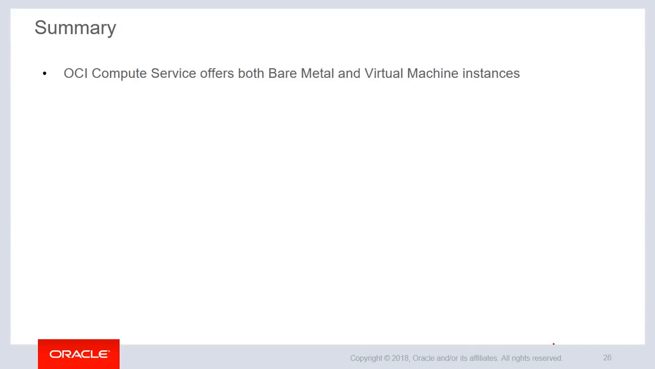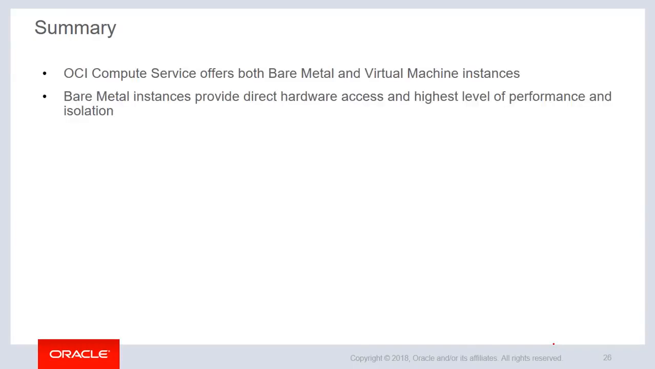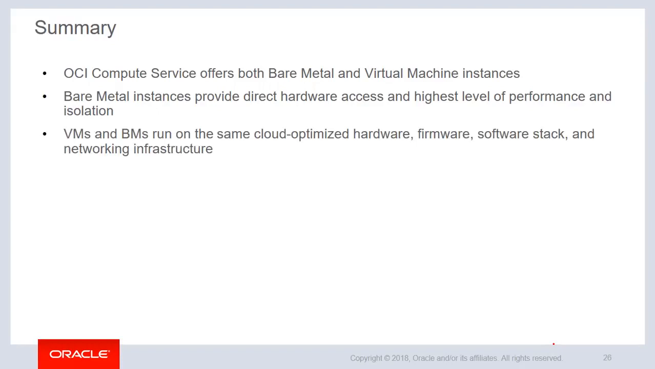So to summarize, the compute service offers both bare metal and virtual machine instances, VM instances being the first class citizen of the bare metal service. Bare metal instances provide direct hardware access. Two main advantages: highest level of performance, 0% performance overhead, and isolation, the best isolation possible, the single tenant model. The VMs and the bare metal run on the same stack.